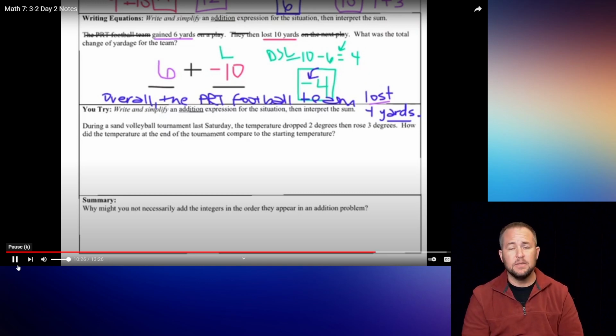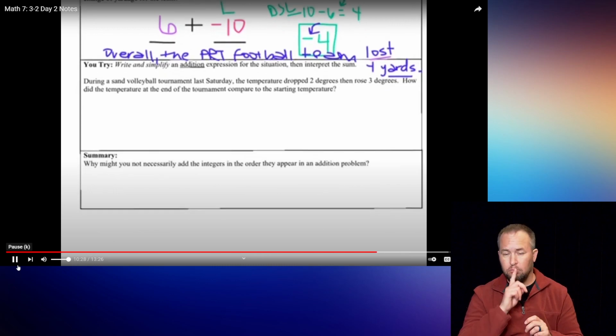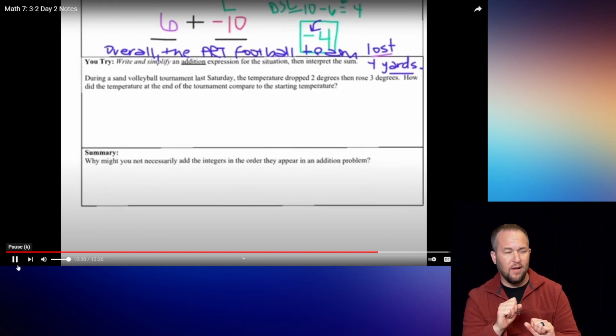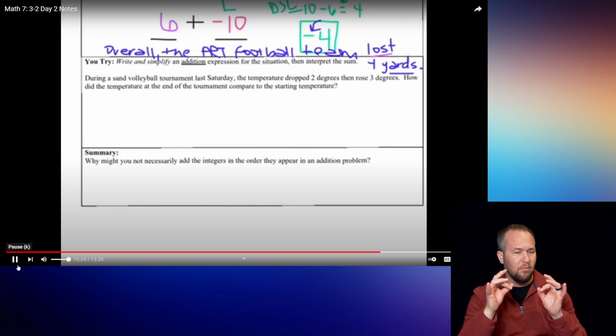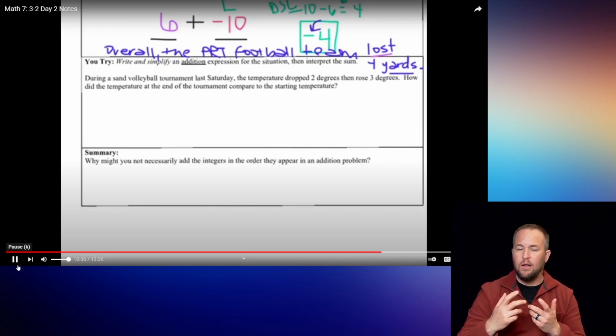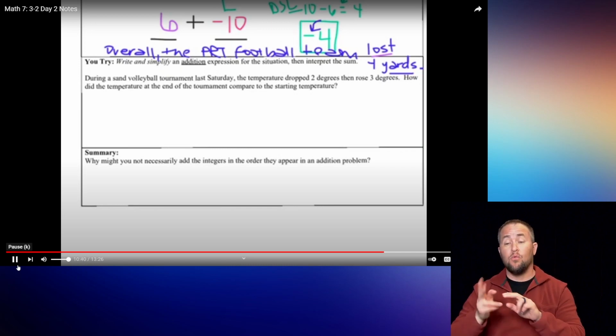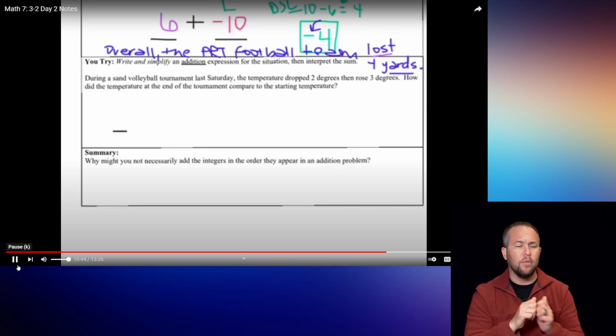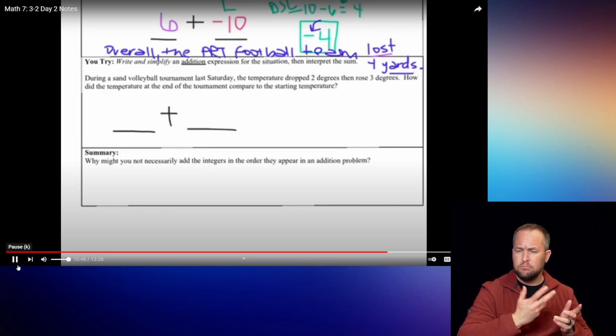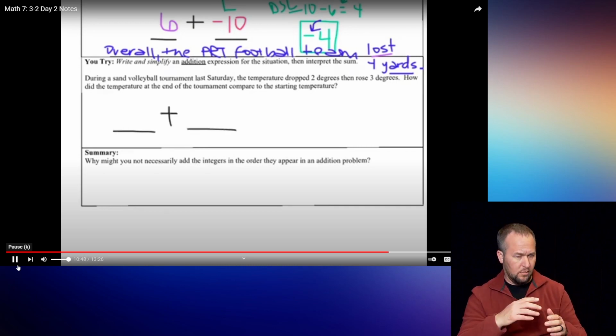All right, next one. Actually, you are going to try this one on your own. So write and simplify an addition expression for the sand volleyball tournament. So during the sand volleyball tournament last Saturday, the temperature dropped 2 degrees, and then it rose 3 degrees. How did the temperature end at the tournament compared to the starting temperature? So again, you need to identify the important information, and then you go ahead and fill in this addition expression with the appropriate terms. Okay, go ahead and pause.